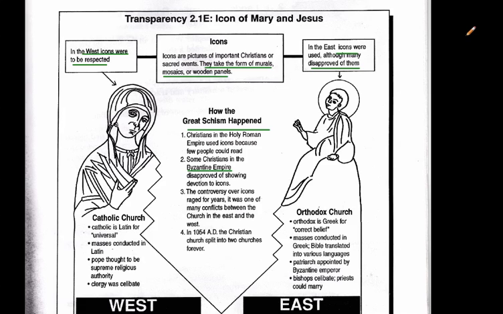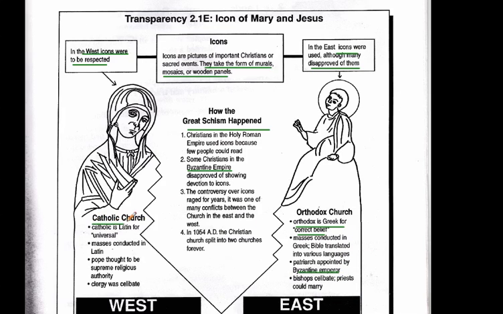Now, what are some of the principles between East and West? Orthodox Church. Orthodox is Greek for correct belief. Mass is conducted in Greek. Bible translated into various languages. The patriarch is appointed by the Byzantine emperor. So, in other words, who's running the show? In all likelihood, it's the Byzantine emperor. Bishops are celibate. Priests could marry.